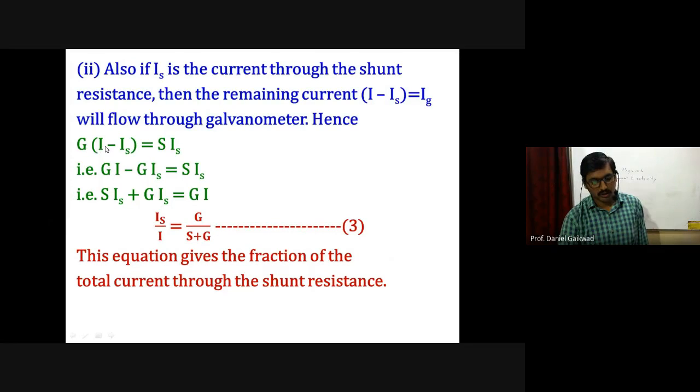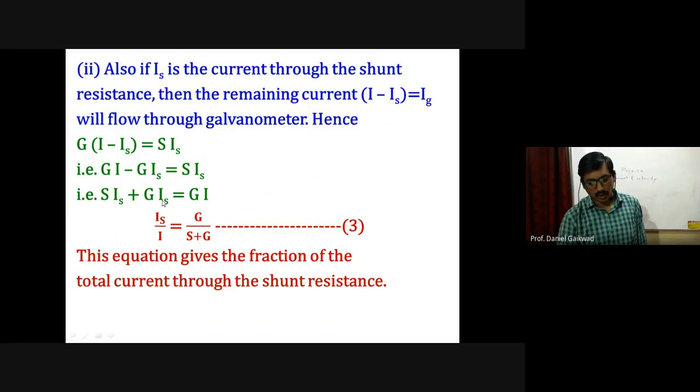So what we obtain, G into (I minus Is) is equal to S into Is, G into I minus G into Is equal to S into Is. Now we separate Is and I. So this term is taken on the right hand side. We write G into I on the left hand side, that term we write on the right hand side, and the remaining two terms, S into Is, S into Is, and this term becomes positive.